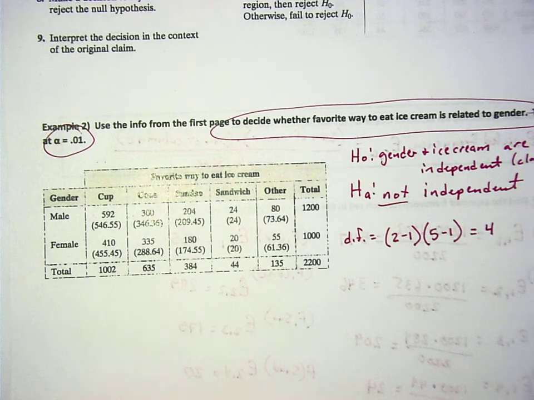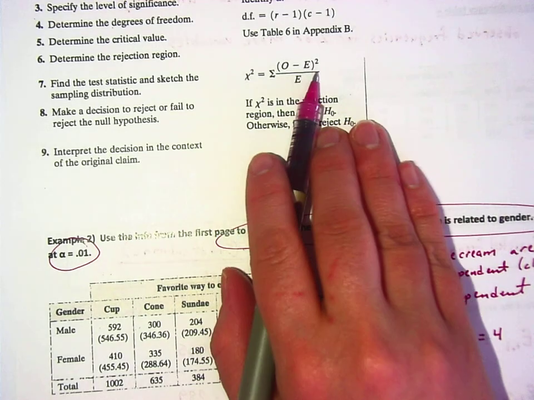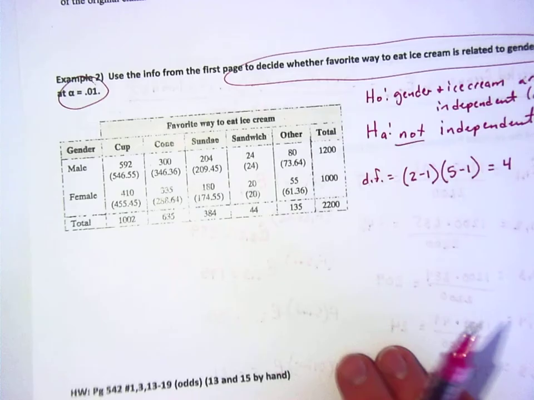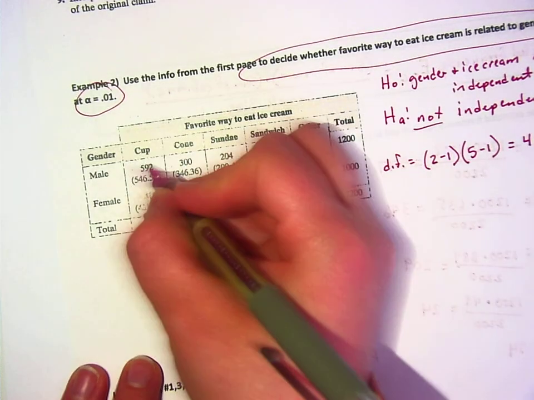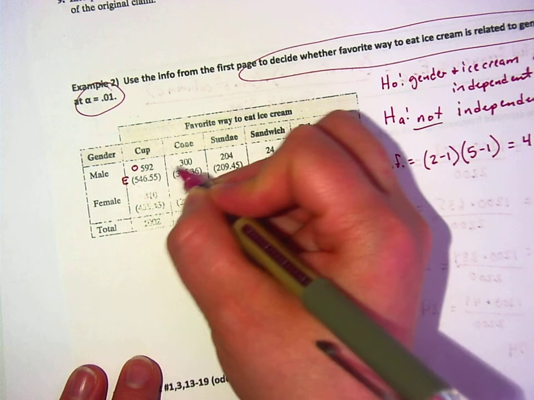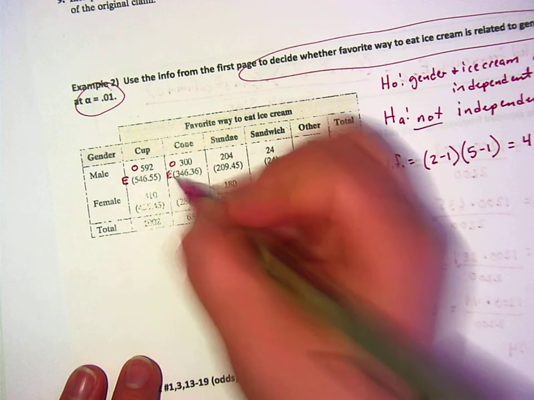Okay. So now what we have to do for every single one is that test that we did yesterday with the observed and expected. You remember that? O minus E squared over E, right? And in this case, this top row is observed and this is expected. Observed, expected, etc.